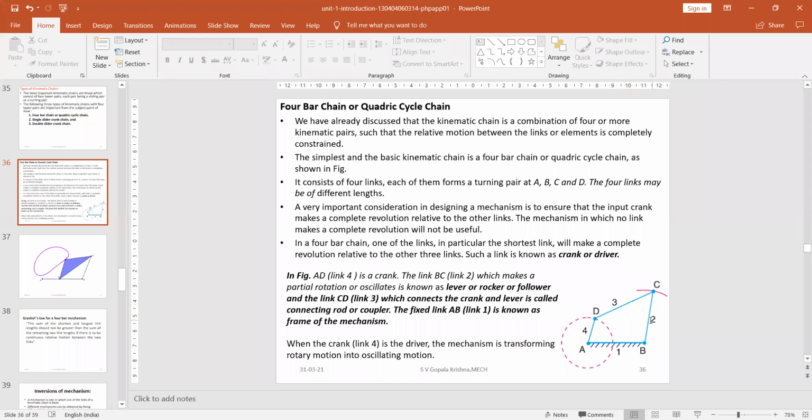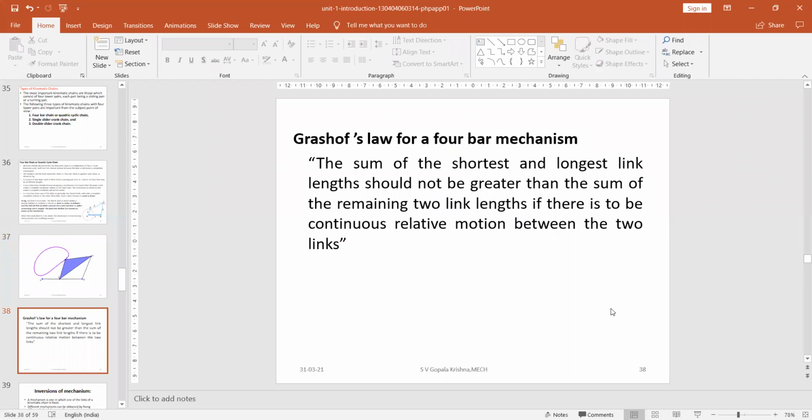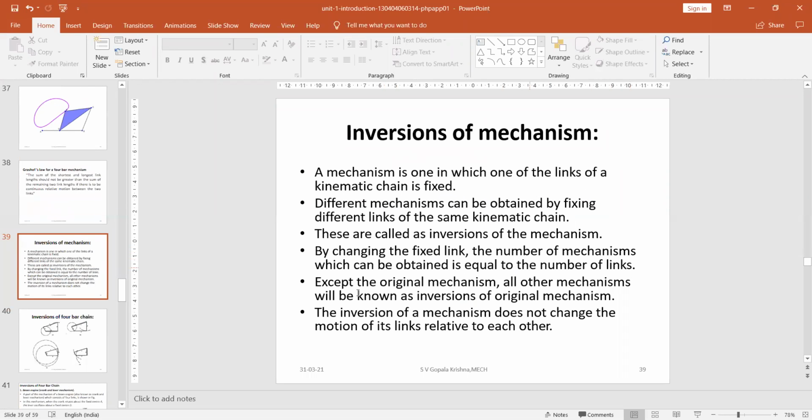Similarly, by changing the fixed link. When we change the fixed link in our particular mechanism, we may achieve new mechanisms. So that is the inversion of mechanism. That is our inversion of mechanism. It is also very important.